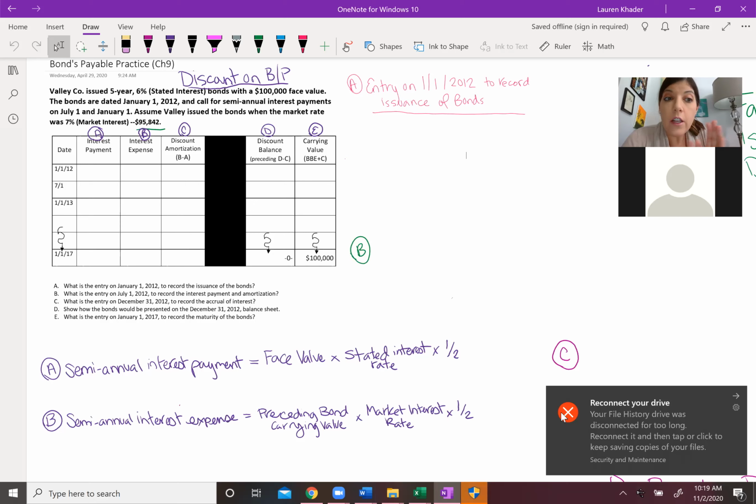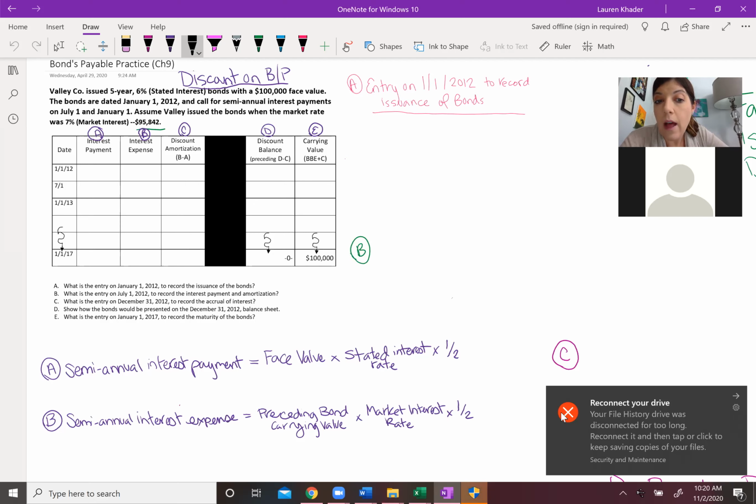Because there's two different interest rates, we're going to be calculating interest expense that's different than interest paid out. And we're going to be amortizing the bond discount based on that difference that we're calculating. So remember that we're using an amortization table down here. The dates are already provided for you, but I want you to think about why these specific dates are used. And I want you to fill out the first three dates.